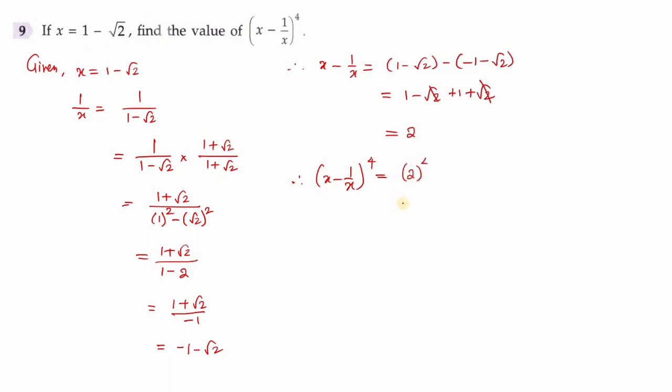So it is 2 to the power 4. What is 2 to the power 4 equal to? It is equal to 16. So your answer is 16. Pause the video and note down your solution.